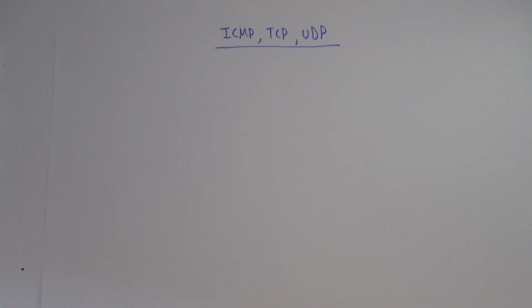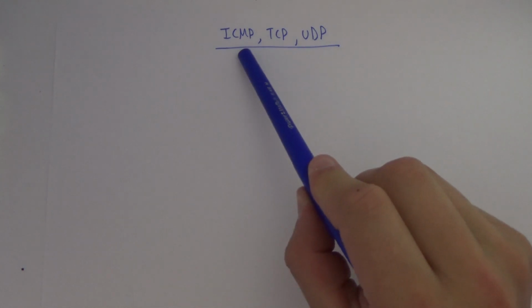Each of them are going to get packed into layer 3 packets, which in turn go into layer 2 frames and get transmitted across the layer 1 physical network. But they are very different in many different respects. So let's first talk about ICMP.